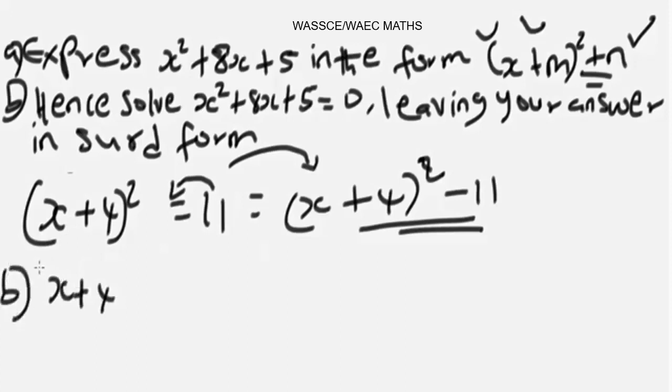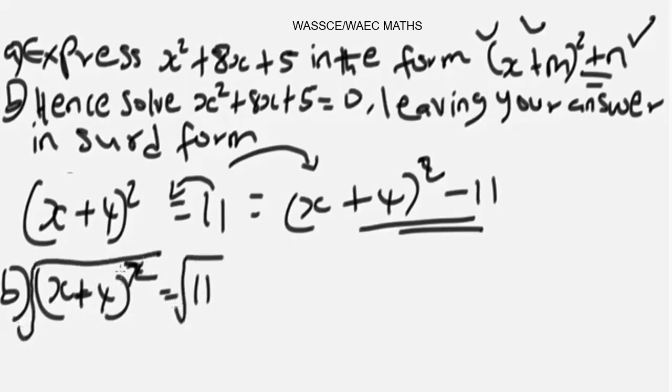So (x + 4)² = 11. To remove this square, you have to square root both sides. We were asked to leave the answer in surd form. We now have x + 4 = ±√11. Square root usually has plus or minus. Now for x, we have two answers.